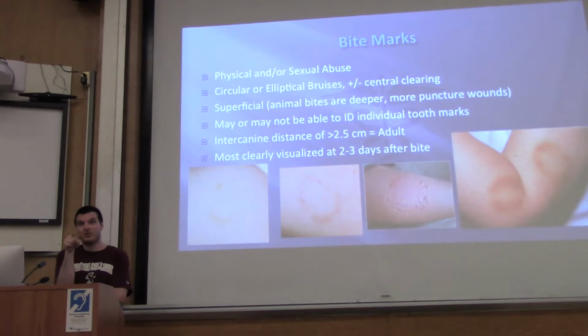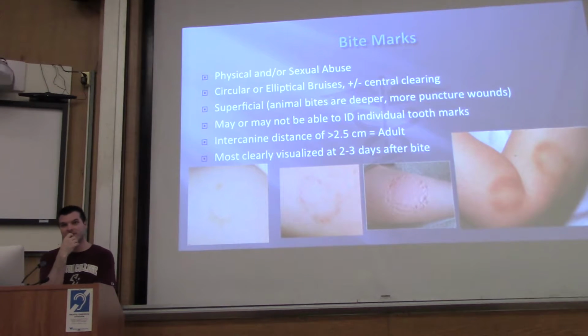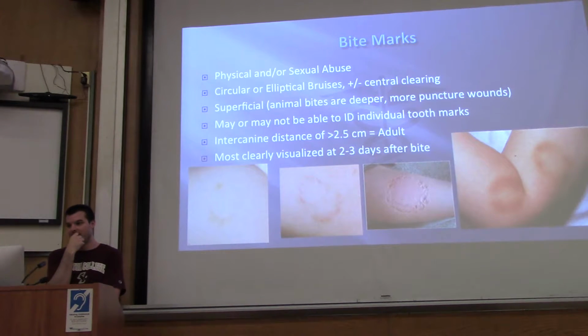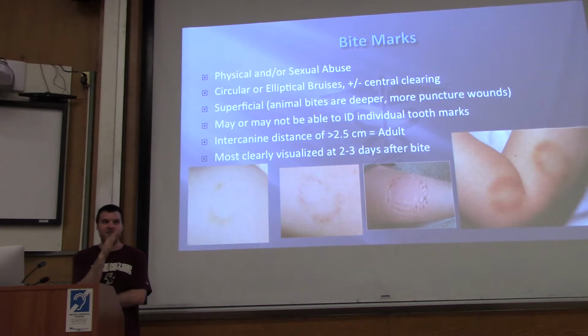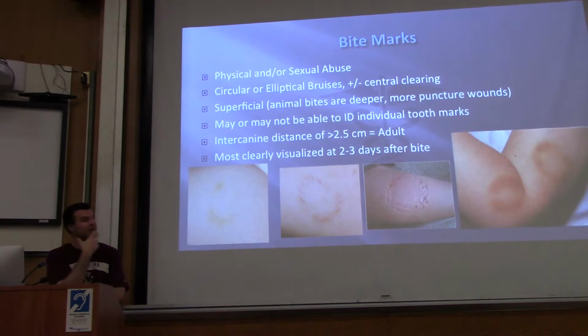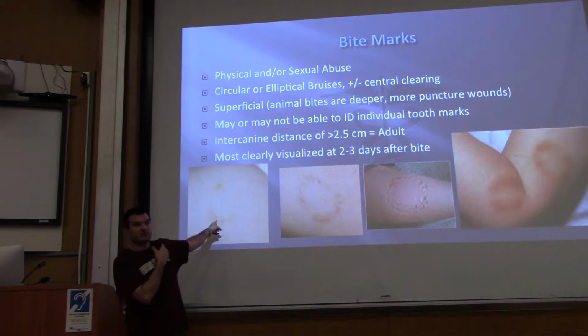Lots of times you can make out the individual teeth. Good rule of thumb, hopefully you'll never have to use it: if the canine tooth marks are more than 2.5 centimeters apart, then it's not the sibling that bit them. Because lots of times, it's, oh, the little brother did it. That's something you can quantitatively use. That's an adult bite mark. Most are not visualized the day of, but they will evolve over the next 2 or 3 days. So you can see various, newer, and then as it fades, these are crappy pictures, but kind of green to yellow.